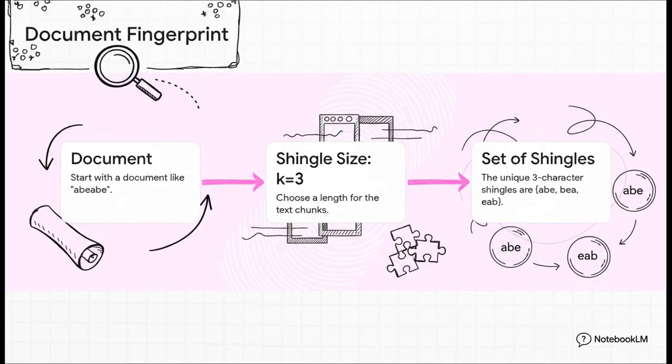Let's make this real with a quick example. Say our document is just the word "eBay," and we decide our shingle size, our little window, is 3 characters long. So we just slide that window across. The first chunk is "eBa." Move it one spot, you get "Bay." Move it again, you get "eAB." So the final set of unique shingles is just those 3. And boom, that's our document's fingerprint.